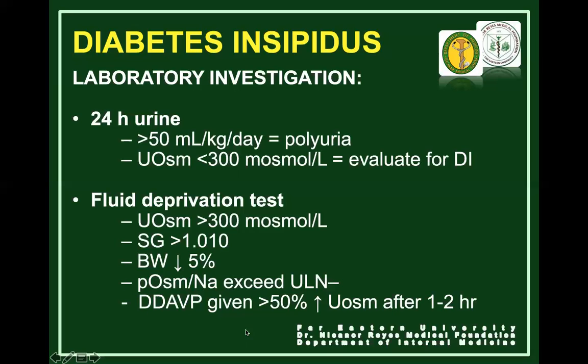This is the differentiating factor for somebody who has a diabetes insipidus that is secondary to a nephrogenic cause, or a problem in your kidneys. Because usually somebody who has nephrogenic DI will not respond by a 50% increase in urine osmolality after 1 to 2 hours. So if we don't get this response, then it's a problem elsewhere, especially in your kidney and not in your pituitary.